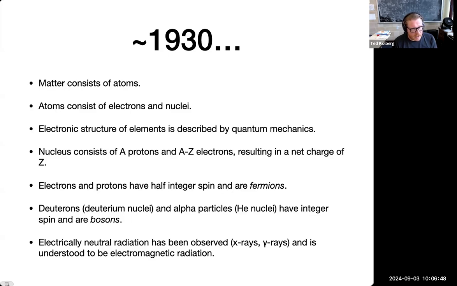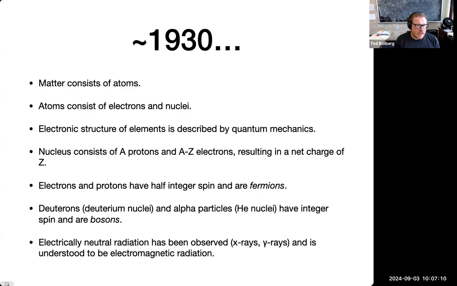They have integer spin and they would be called bosons. And finally, we've observed also, in addition to charged particles flying through our chambers, electrically neutral radiation, like X-rays and gamma rays, whose interaction with matter can be seen, for example, via the Compton effect. And this is understood to be electromagnetic radiation.